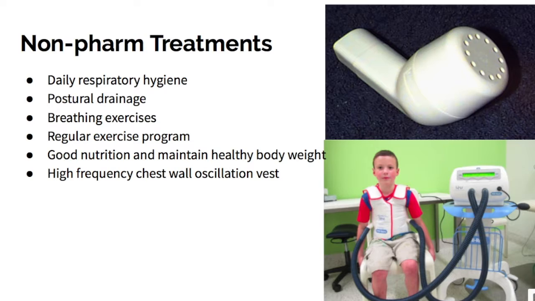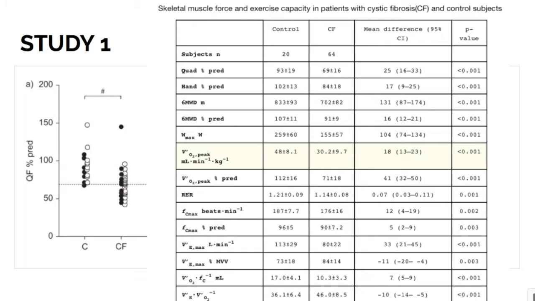There are also high-frequency chest wall oscillating vests, which you'll see in the bottom, and that provides mucus clearance for patients who lack the ability to do it themselves. And it's good for kids. It's expensive, but if you think about the cost of going to the hospital with an infection, it's actually a pretty good treatment technique.